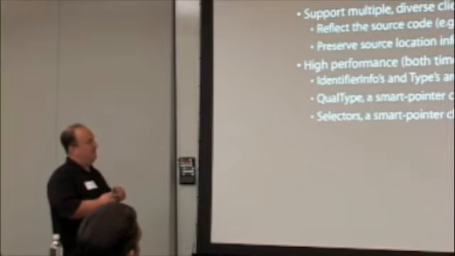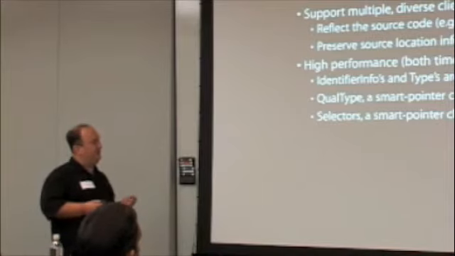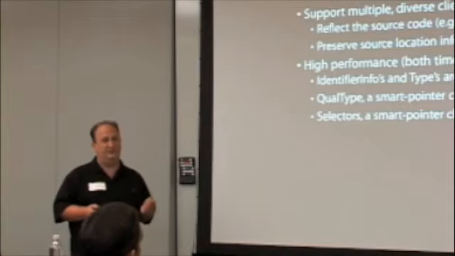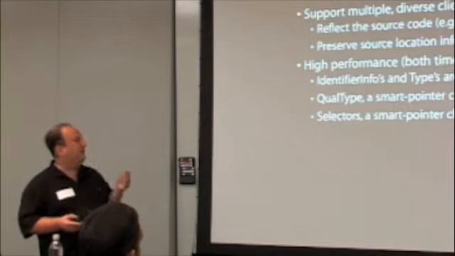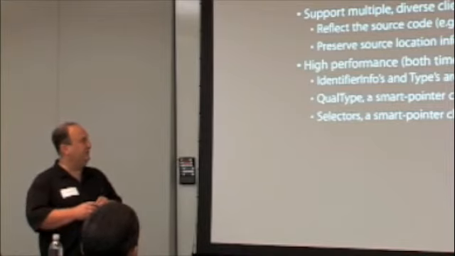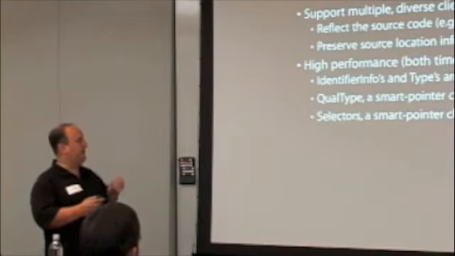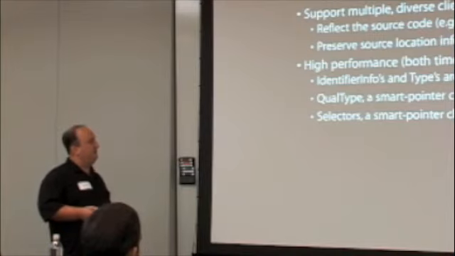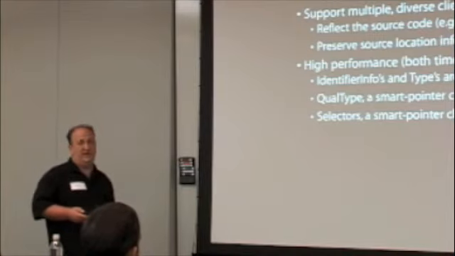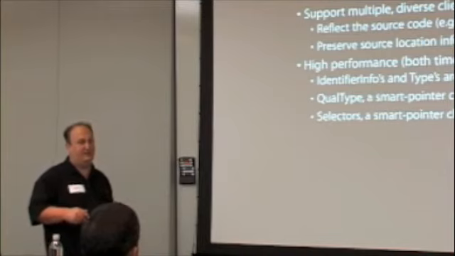We want them to be high performance. It turns out that there's only a small number of objects that you really need to care about performance on, identifiers and types in particular. So we unique them. QualType is a smart pointer class for storing the type qualifiers and selectors. We don't have to go into detail, but if you look at them, they've been highly optimized, yet they still have a nice interface.